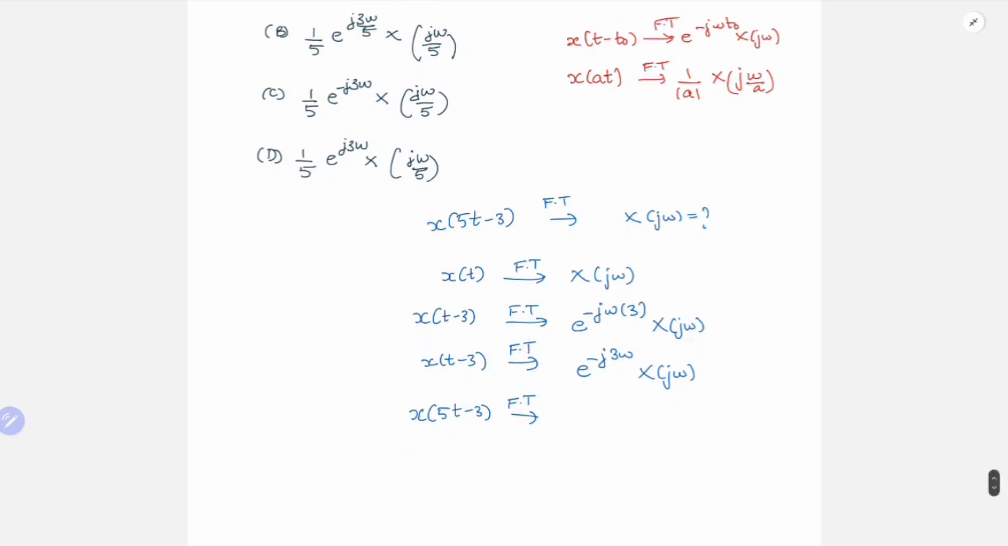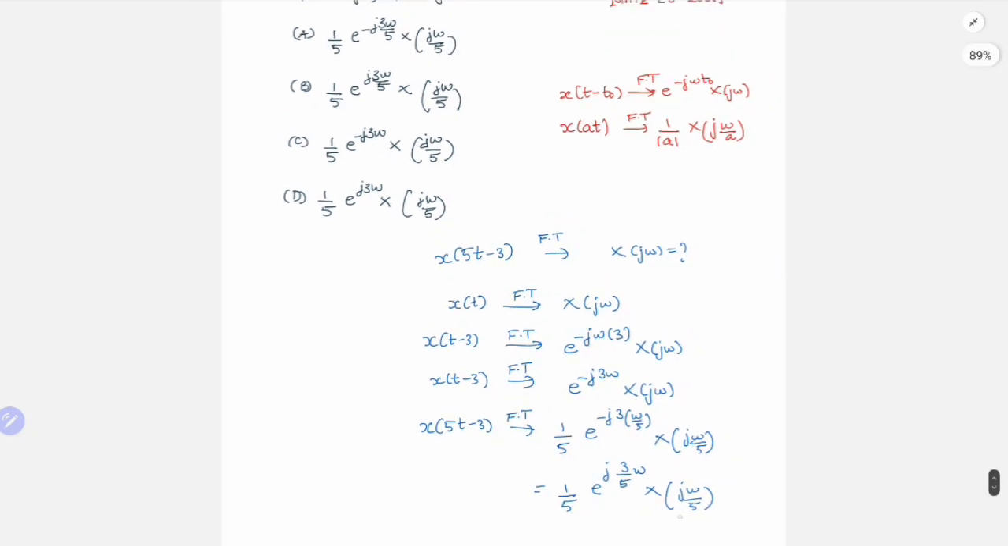Okay, so now I am doing the scaling. I'll get 1 by 5, mod 5 is anyway 5, e power minus j3 omega by 5, right? And x of j omega by 5. So now if I simplify this, this is 1 by 5 e power minus j 3 by 5 omega x of j omega by 5. So this is my answer.